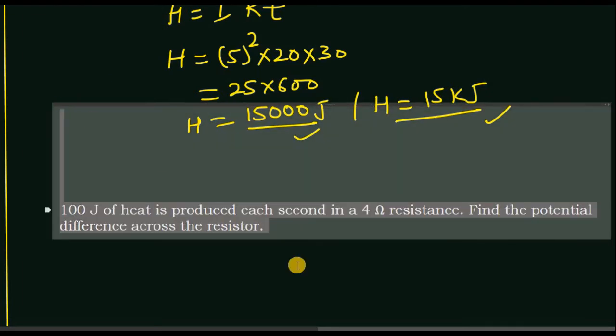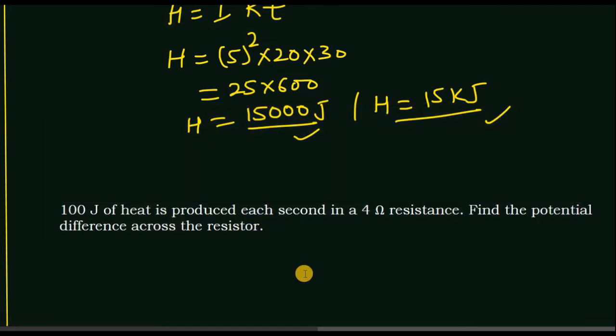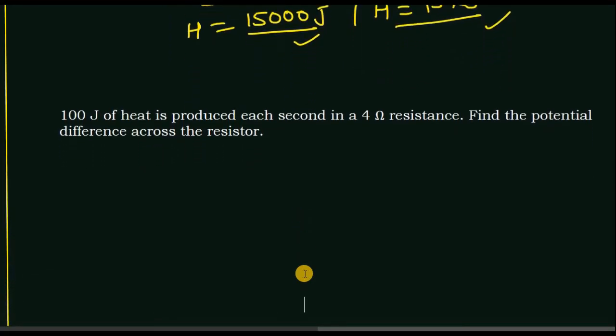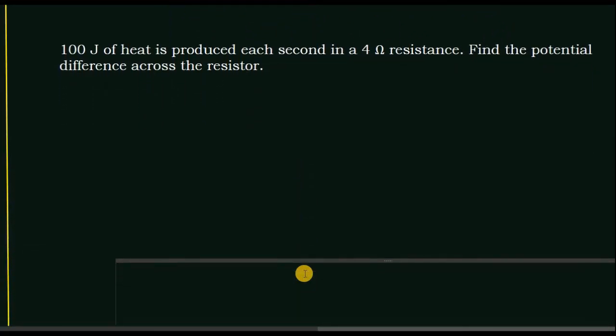100 joule of heat is produced each second in a 4 ohm resistance. Find the potential difference across the resistor. What is given? First of all, we write what is given. The value is given, you will write it, and then you will apply the formula.